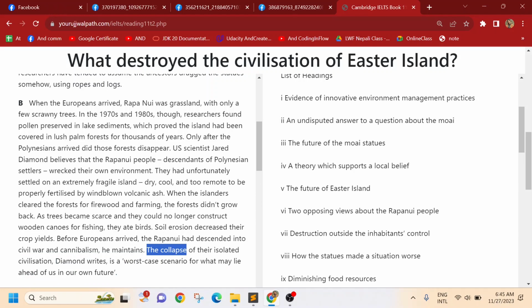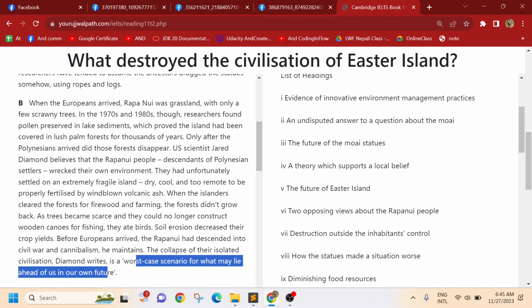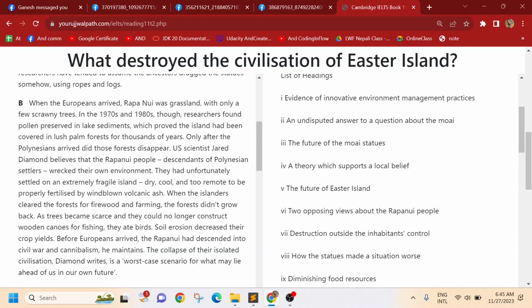So what he thinks is the collapse of the isolated island. What the writer writes is that this is the worst case scenario for what may lie ahead of us in our own future. So in the future we could also have problems because of the worst case scenario. There is damage, there is a collapse, and this collapse is also a danger to our own future. So based on this, let's see. For environment management practice, we see there is just grassland and scrawny trees, which does not suggest environment management, and we already chose the second one.